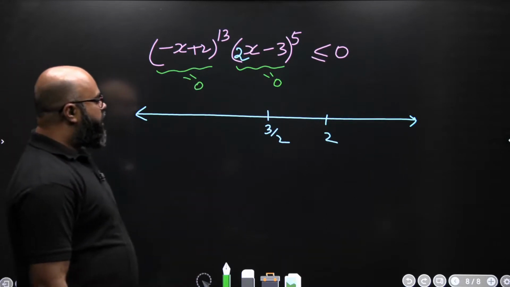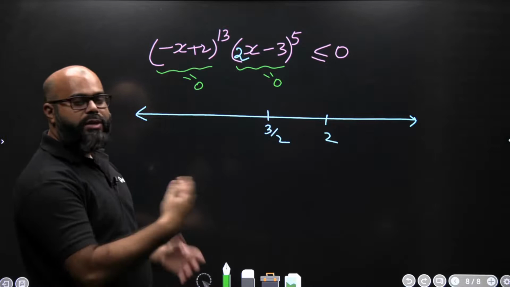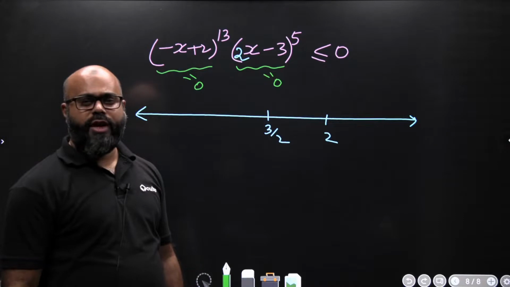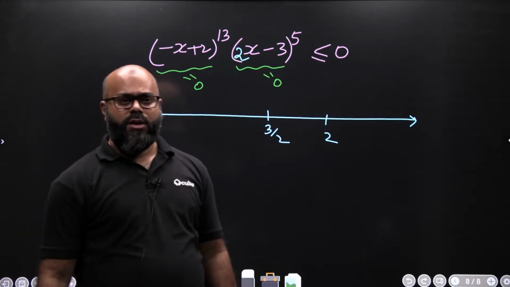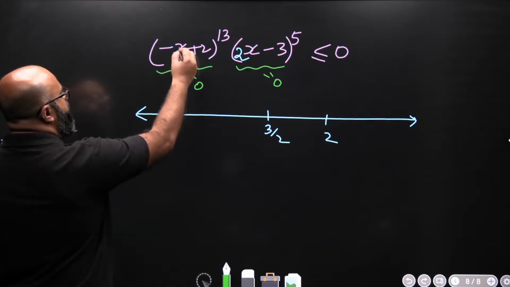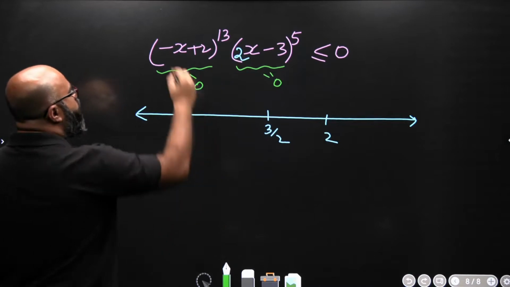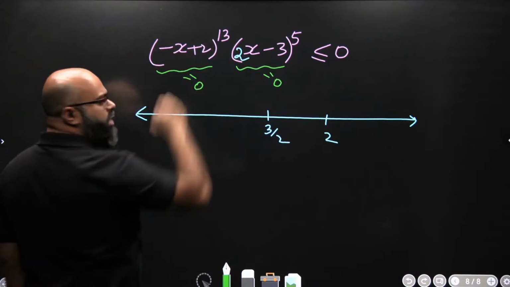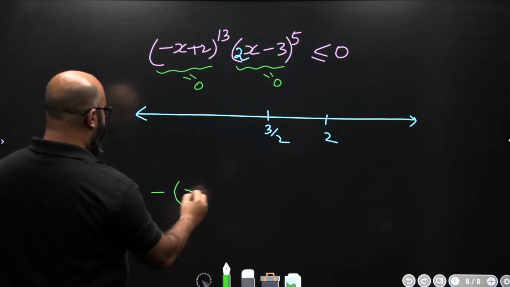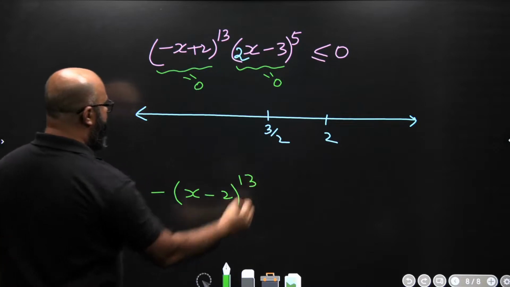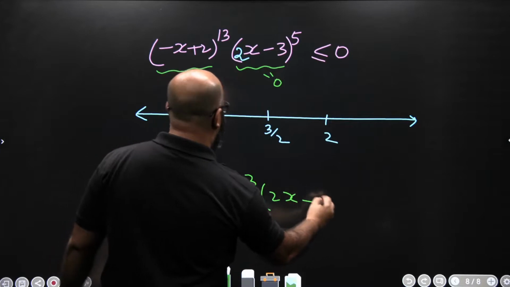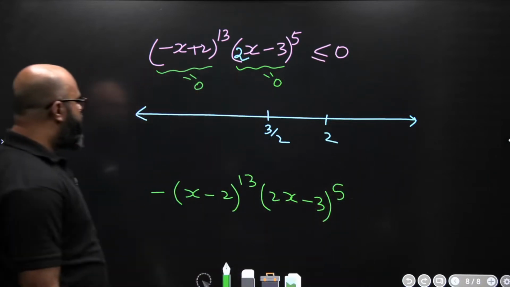Now after finding the critical points, what you have to do is mark the regions. What sign? We start from the rightmost region. So will the rightmost region be positive here or negative? The rightmost region will be negative here, not positive. Why is it negative? Because as you can see here, the coefficient of x is negative. The power here is 13. So when you take this minus sign outside, it will be -(x - 2) to the power 13 into (2x - 3) to the power 5, like this.